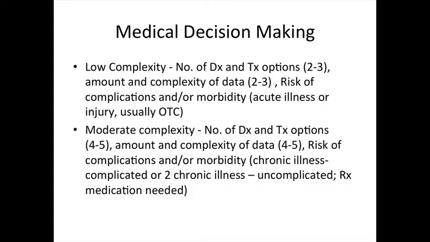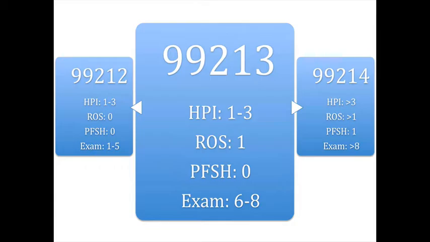Medical decision making is only something we need to have as part of the complexity when we're dealing with a new patient, because we have to have all of the components for new, whereas we only need 2 of the 3 for an established patient. So low complexity, you can see what needs to go into it, versus moderate complexity.